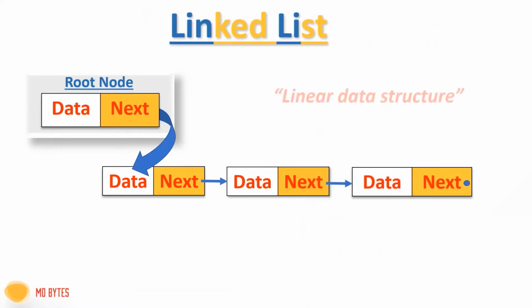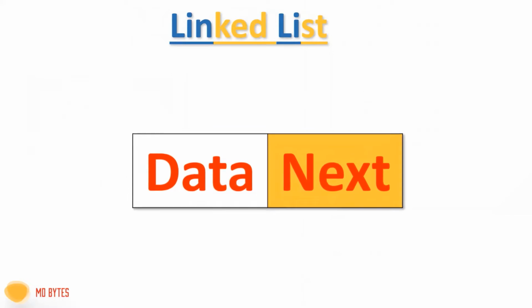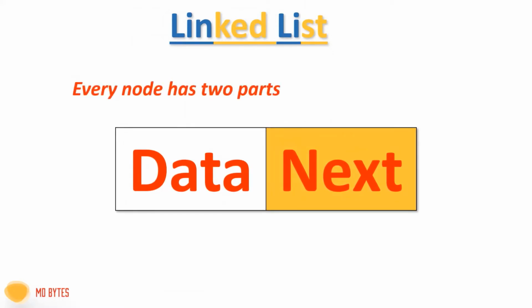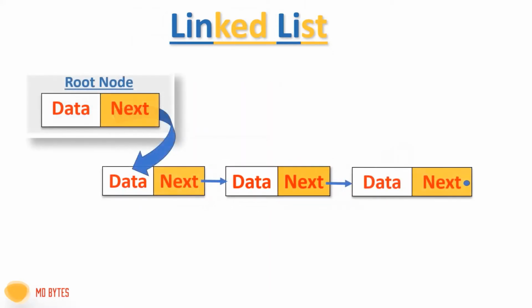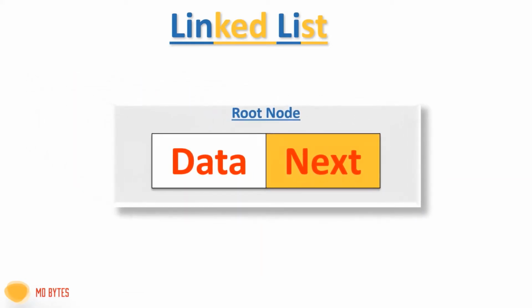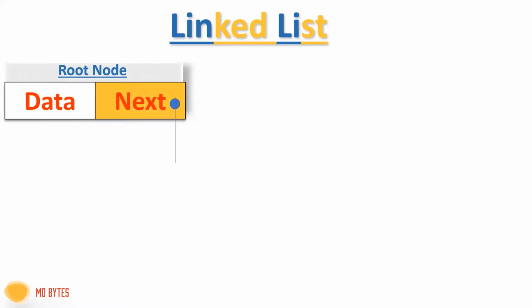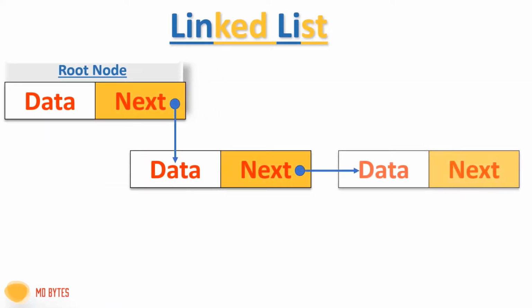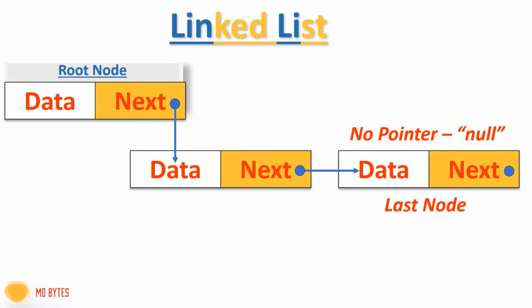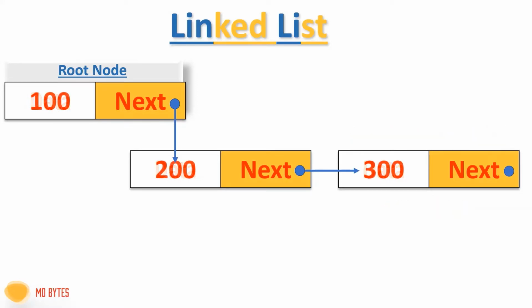Basically, a linked list is a linear data structure where every node in the list consists of two parts, which are data and next. The data part contains the data and the next part contains the pointer to the next node in the list. In a linked list, the first node is called the root node, followed by the other nodes, where the last node will not have a pointer in the next part. So then it shall be identified as the last node of the list. Now let's get into an example.